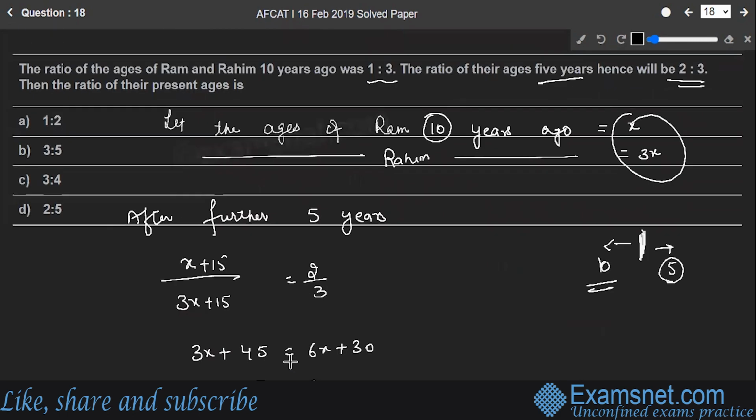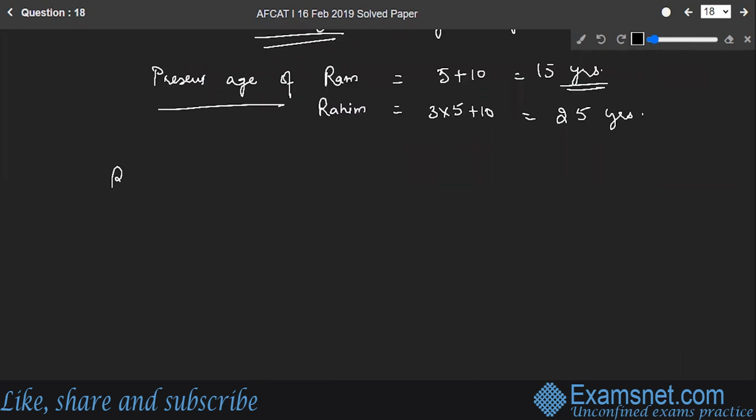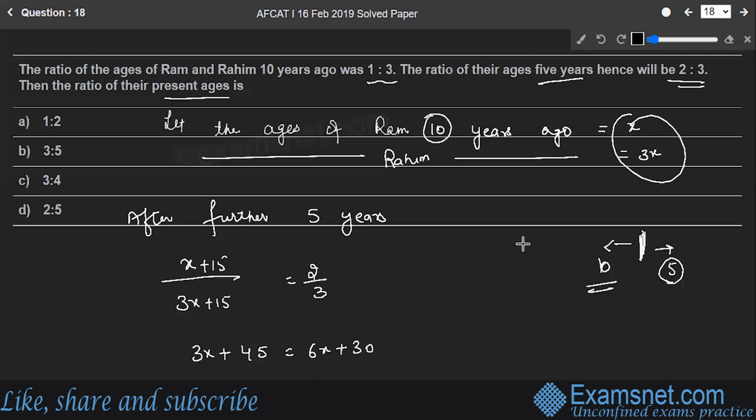What we had to find out in the question? The ratio of their present ages. Ratio of present ages is this, that is 3:5. So this is the answer. Right? We have option B as the correct answer to the problem. Hope you are clear. Let's move to the next question, number 19.